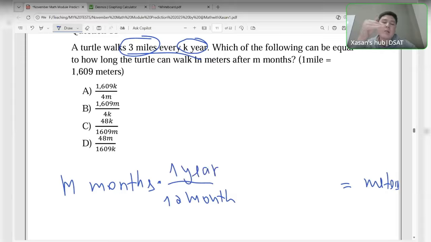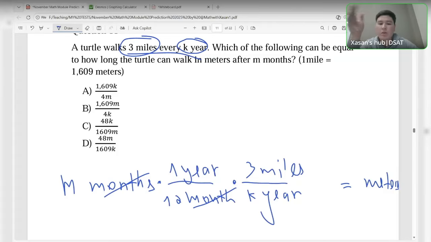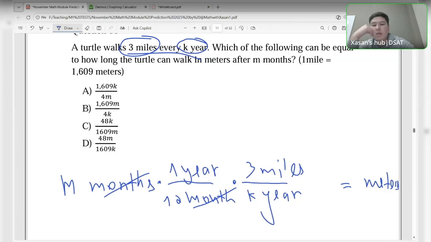So why am I writing months below? Because this month and this one just cancel. And after, what do you guys have about the year? It is given 3 miles every k years. So I'm going to write k years below and 3 miles on top, because like k years is equal to 3 miles, or 3 miles equal to k years, and the year cancels.